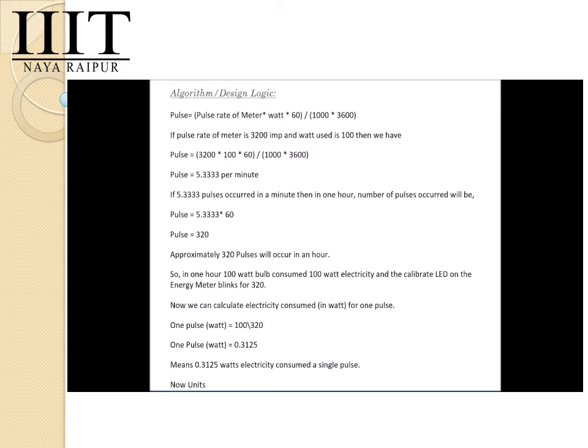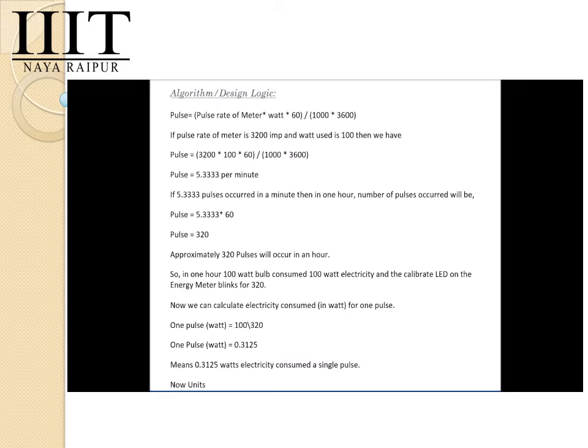If the pulse rate of the meter is 3200 impulses per kWh and the wattage used is 100, then pulses per minute equal 3200 into 100 into 60 divided by 1000 into 3600, which brings us to 5.33 pulses per minute. If 5.33 pulses occur in a minute, then in 1 hour the number of pulses will be 5.33 into 60, which is equal to 320 pulses in an hour.